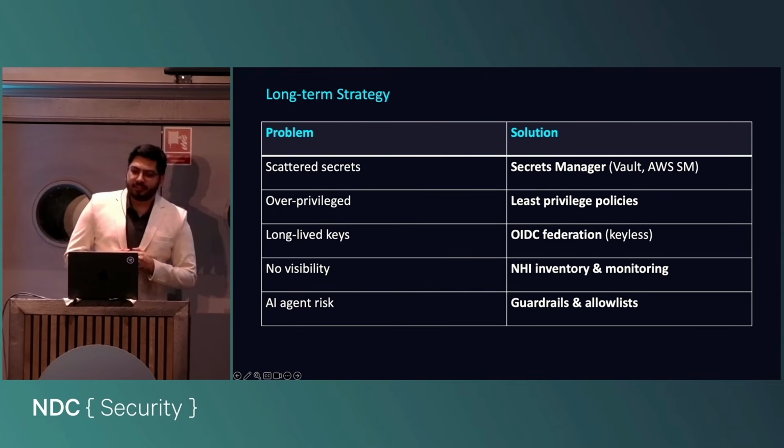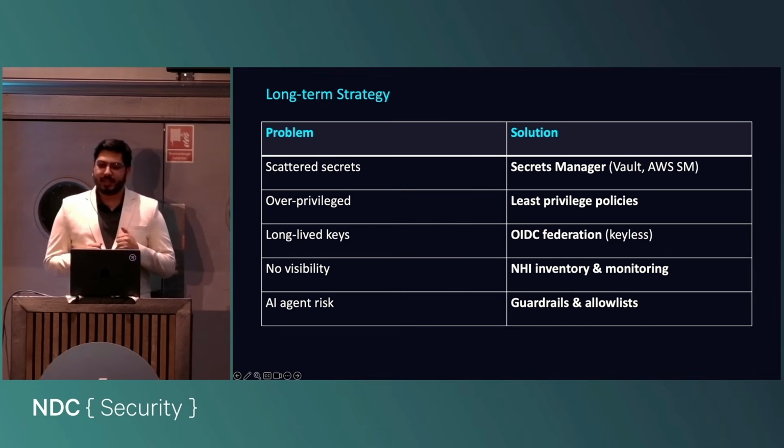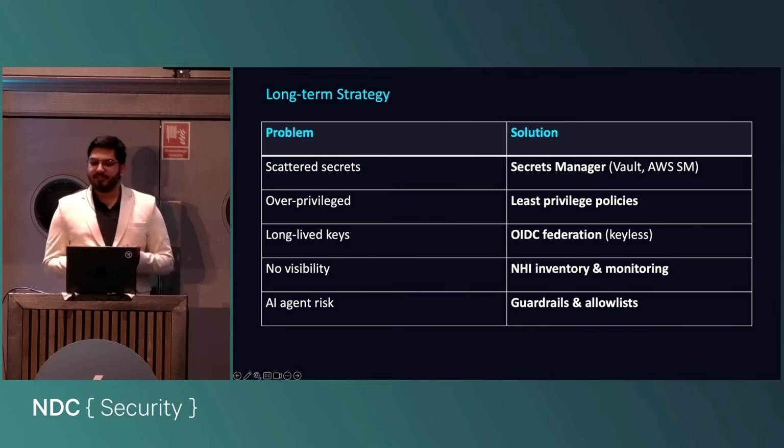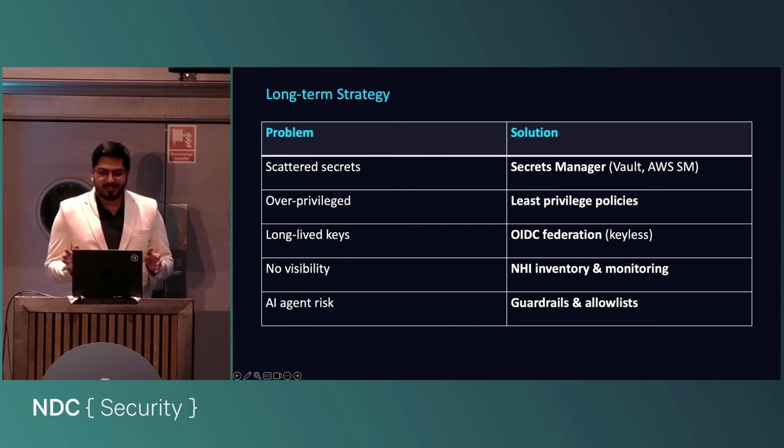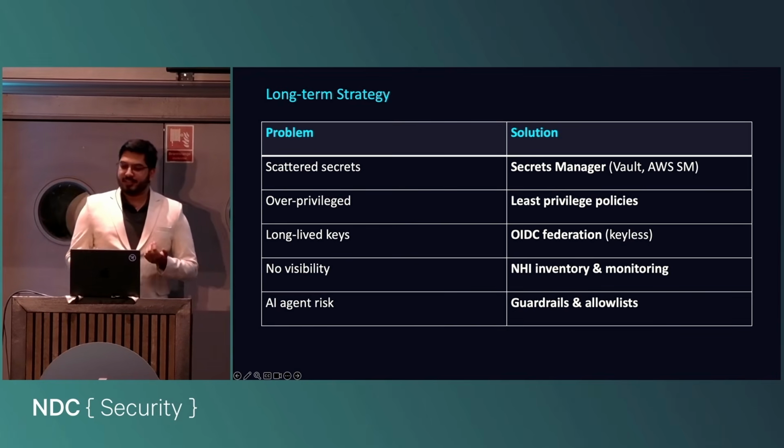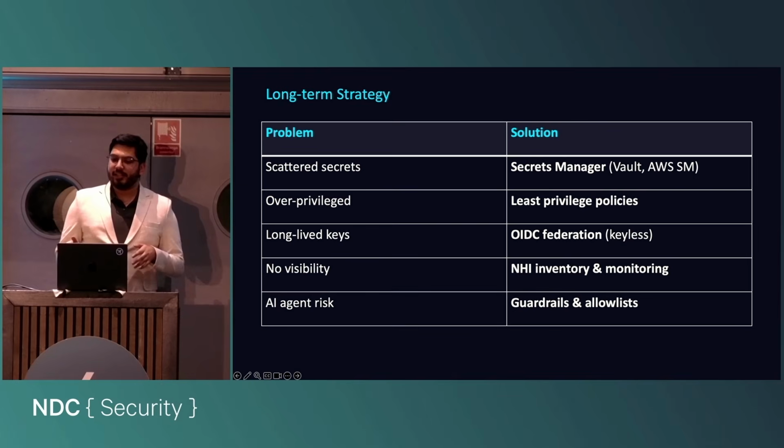For long term, I would say 5 things. Secrets management. If you're still using .env files in production, please stop. It's a request. Follow the principle of least privilege. Every machine identity should have exactly what it needs, nothing more.